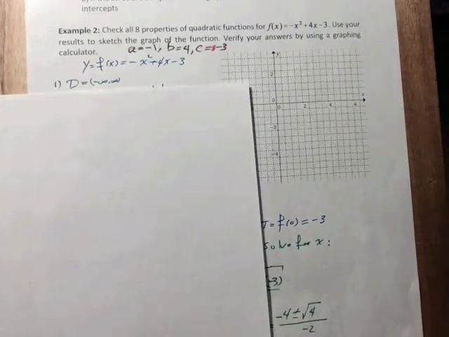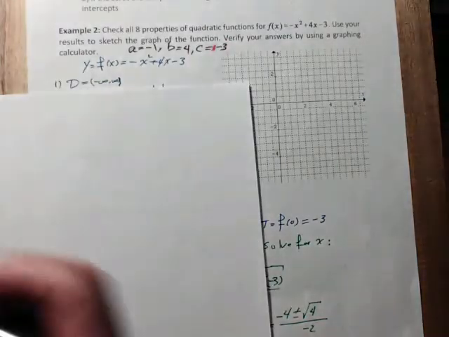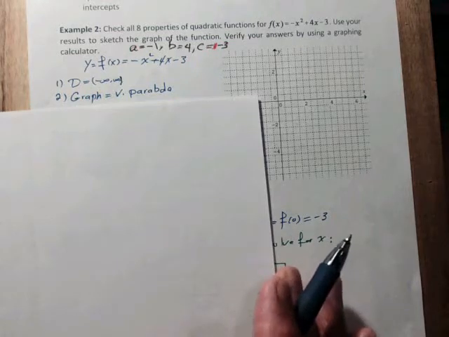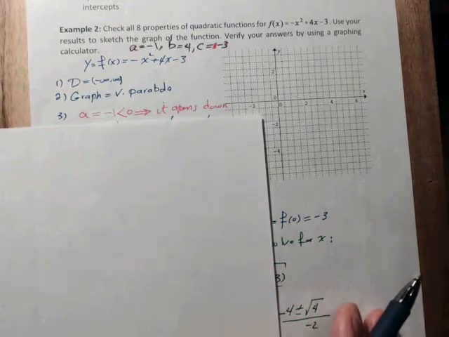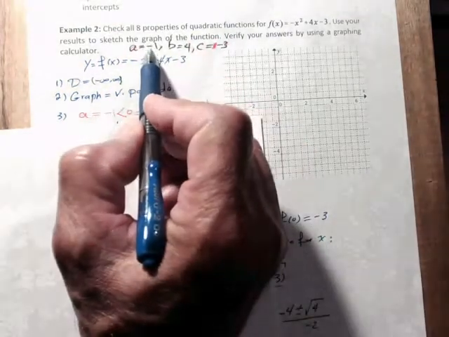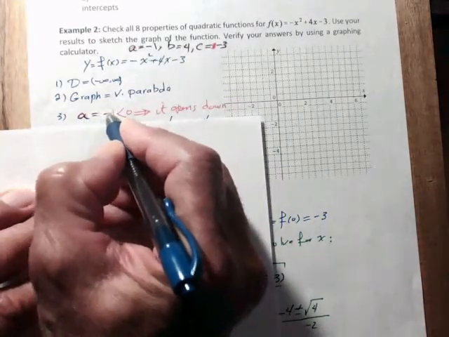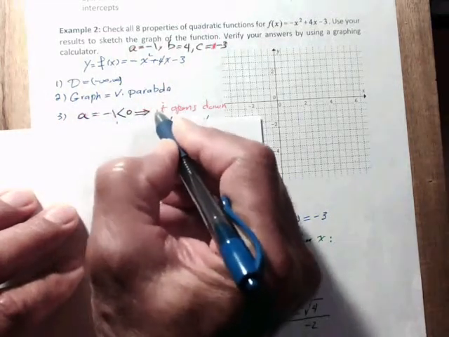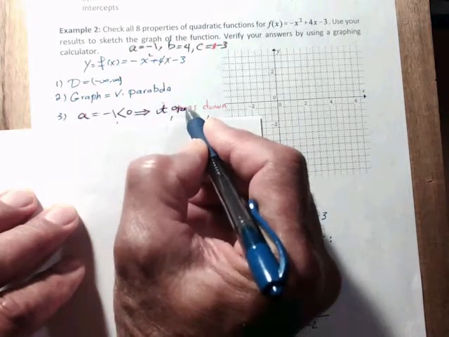The domain is always the whole real line for any quadratic function, so no argument here. The graph is a vertical parabola. We know it's always a vertical parabola for any quadratic function. And then I want to know whether this parabola opens up or down. If you look at the A value, A is -1, which is less than 0. So that means the parabola opens down.